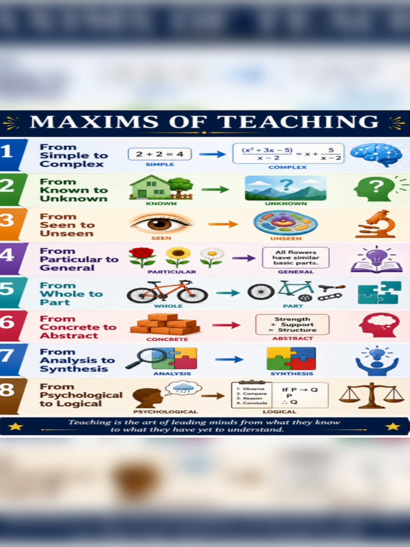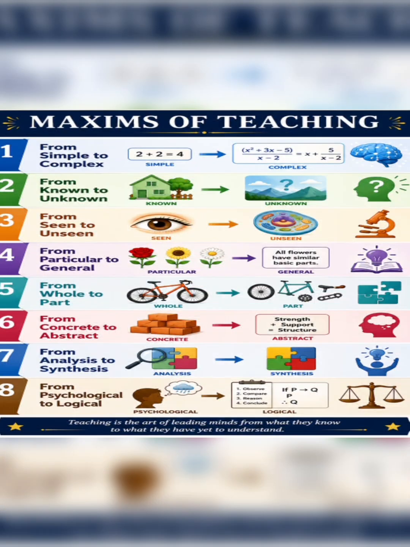Number 1. From simple to complex. Look at the maths example. You don't drop a student straight into complex algebraic fraction on day 1. You definitely start with 2 plus 2 is equal to 4. Build your confidence with simple truths before scaling the complexity.